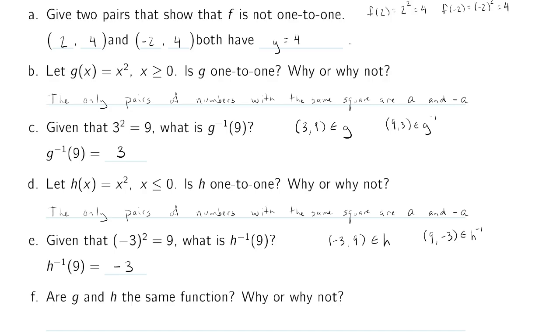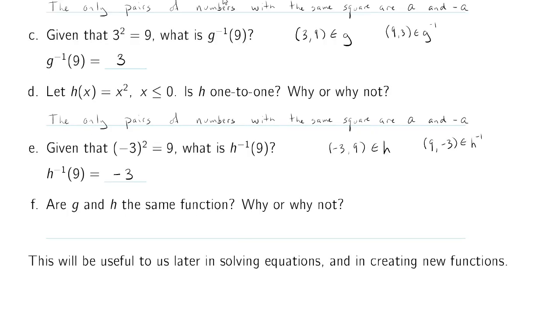So for g, we restrict the domain one way. Our inverse is a function that with input 9 gives output positive 3. With h, we restrict the domain in a different way. And our inverse then is a function that with input 9 gives output -3. And so those are different inverses, right? They do different things to 9. But that's okay because g and h are different functions from each other also. They're different functions because they have different domains.